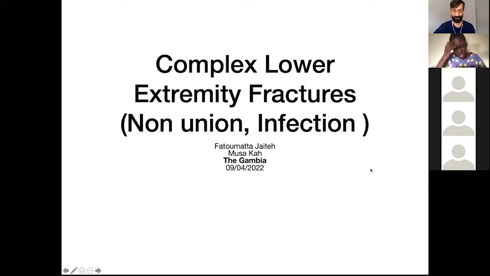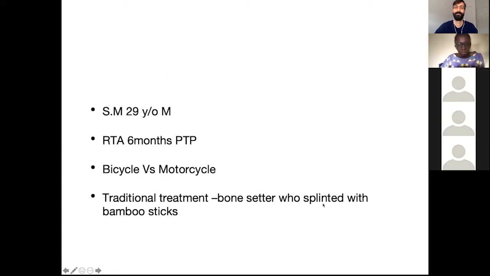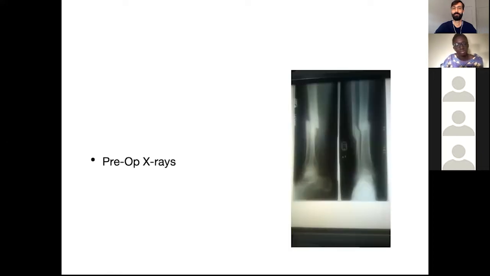Sure, go ahead. So going on with the second case, it's a non-union, it was a mild union with an infection that we ended up with. Next slide, please. So this is a case of SM. He's a 29-year-old that presented to us about 6 months after his injury. It was a bicycle versus a motorcycle accident. He was the one on the bicycle. When he had the injury, he went for traditional treatment. The bone setter splinted the fracture with bamboo sticks, and that was what they did. So he came to us 6 months later. Next slide. That's his x-ray when we saw him at the clinic. Next slide, please.